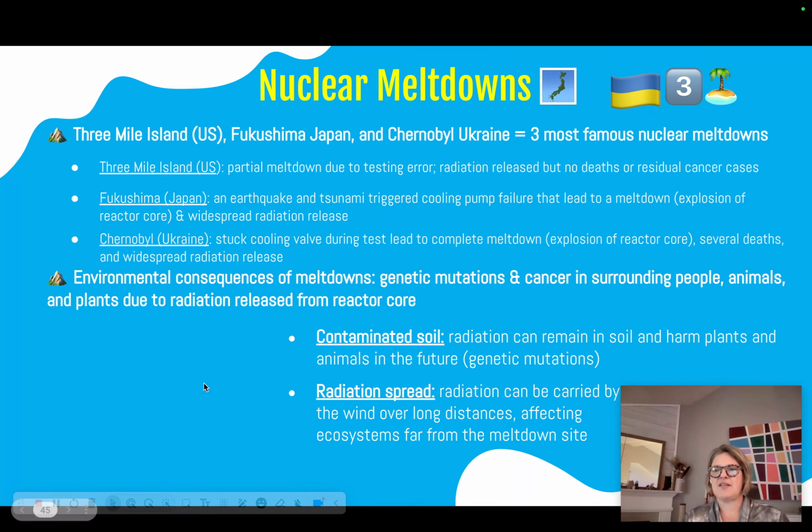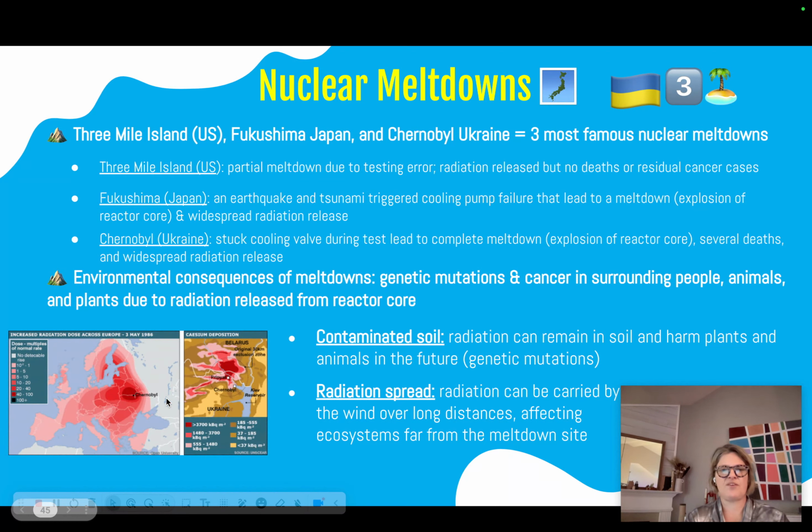Contaminated soil, and then that radiation can spread through the wind over long distances, affecting ecosystems far away from the meltdown site. So Chernobyl has been studied intensively because it happened so close to the local area. And you can actually measure radiation as far as Spain and Scotland, Ireland, Finland, Sweden, all the way south here into Italy, and these countries here. And so this radiation just traveled long distances because of that wind.